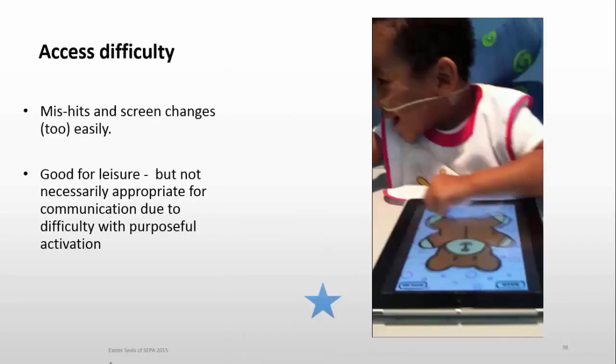Through the use of an iPad in play, we are able to also assess when there are difficulties with access. In this case, you will see in the video that there's mishits and screen changes. So in this case, also, it is good for leisure, but not necessarily appropriate for communication due to the difficulty of purposefully activating and controlling your targeting of a device.